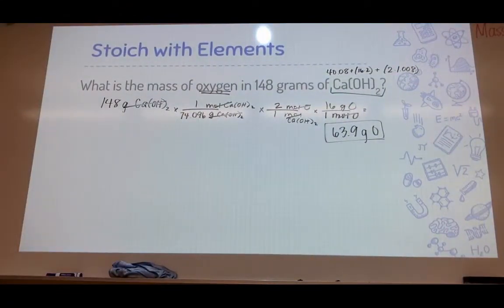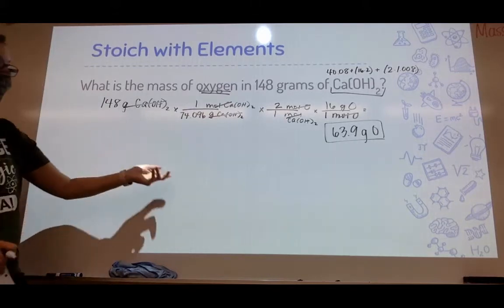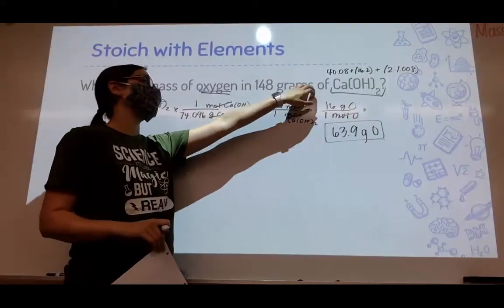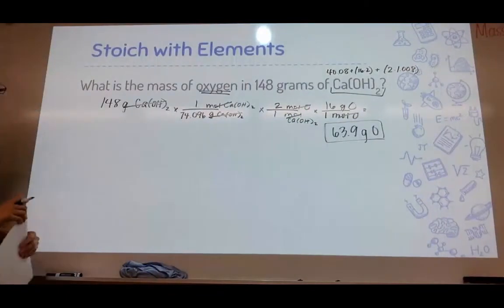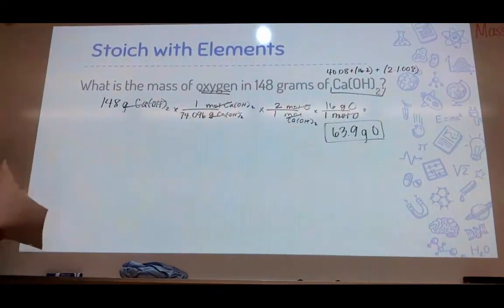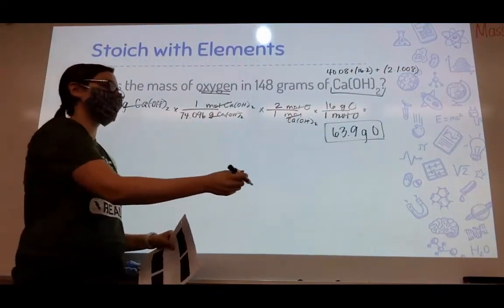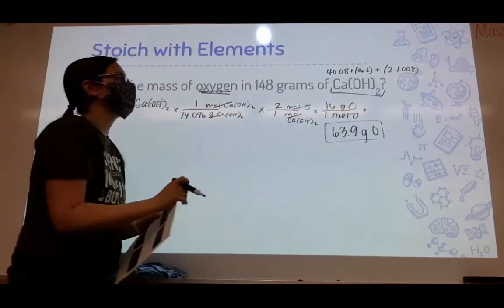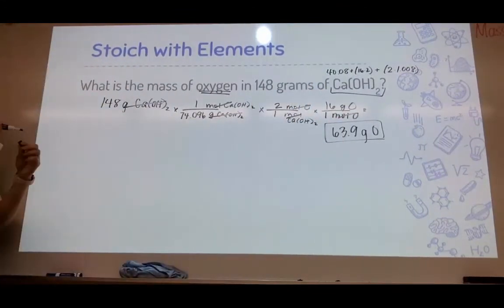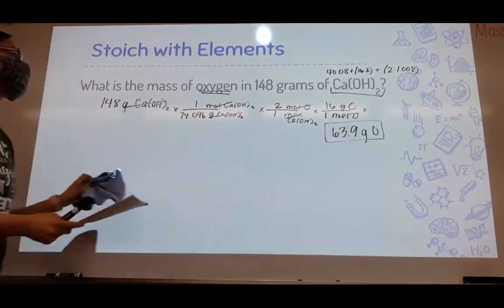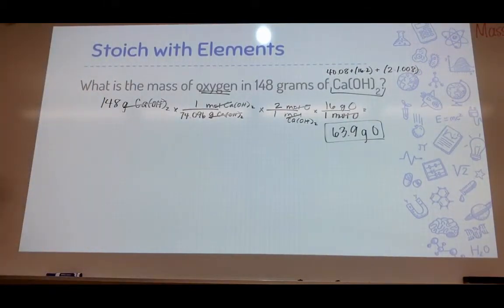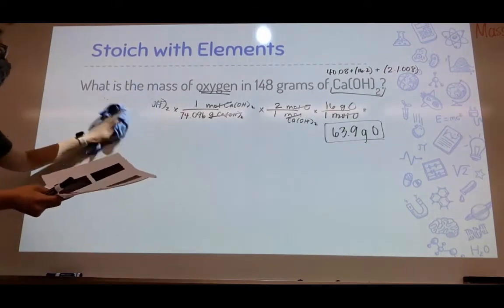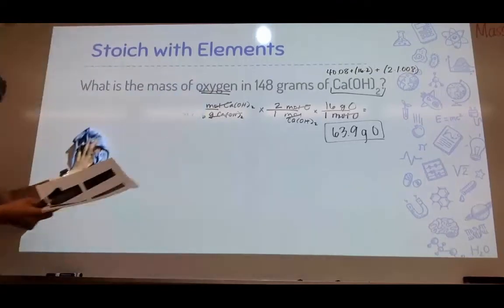We also could look at mass percent, right? Part over whole. So if they said we have 63.9 grams of oxygen and 148 grams of calcium hydroxide, what's the mass percent? It's just part over whole. So we would take 63.9 divided by 148. So again, that's just looking at stoich, taking it a little bit different with single elements. Questions on this?